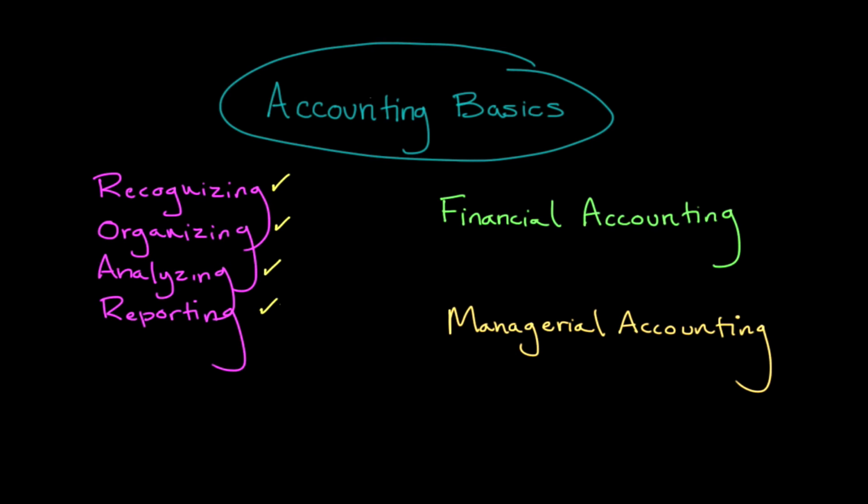Let's talk about the two different types of accounting. We can group those into two different categories. First, we have financial accounting, and then, of course, we have managerial accounting. Now, financial accounting is accounting that is meant for a particular group specifically, and that is what we call external stakeholders.